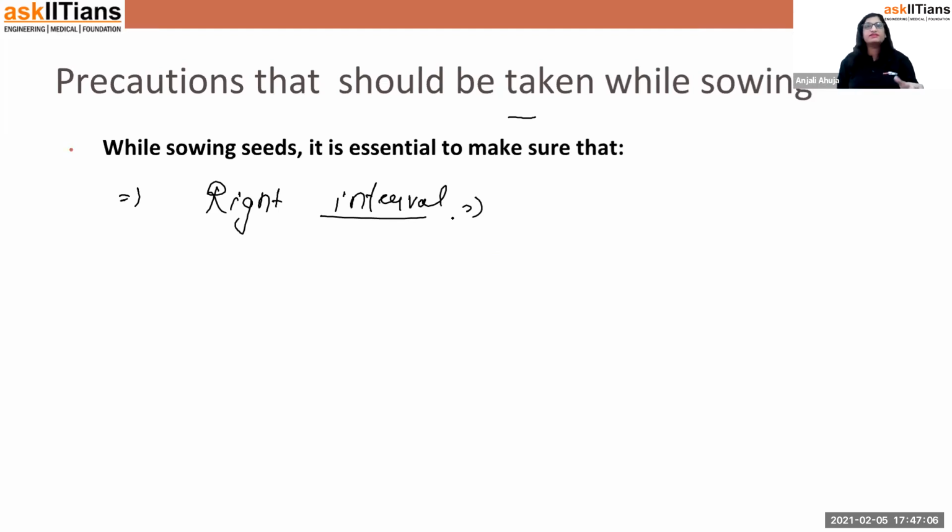Fine. So for the right interval, the explanation you will give is that if the seeds are at the right interval, there will be the least competition. If the seeds are clustered together, they will be competing for space, nutrient, water, sunlight, for everything. But when they are at a proper distance, there will be the least competition and the growth will be more because of this. So it will increase the yield. Next point: the seed should be at the right depth.